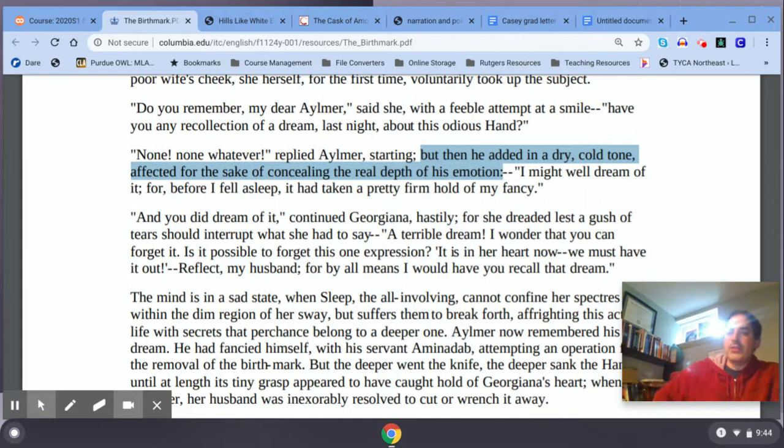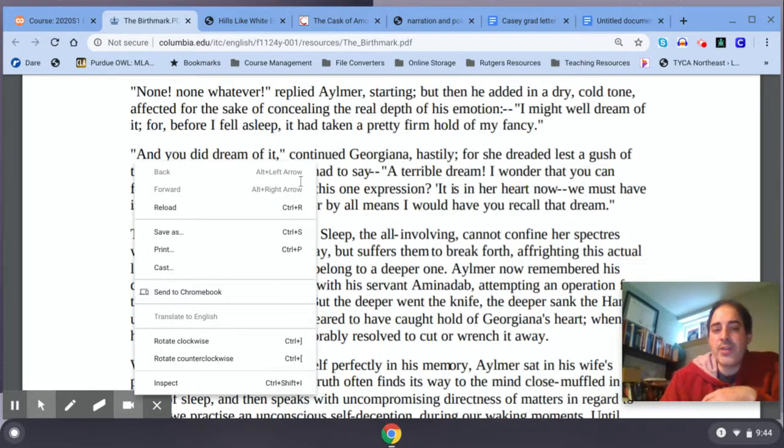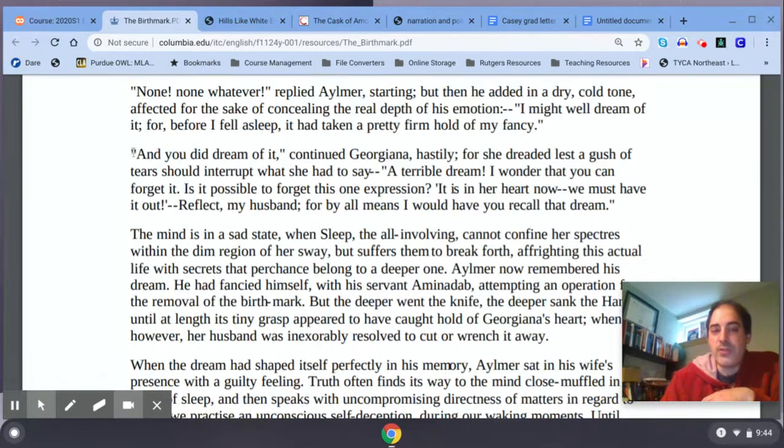The question then is, do we have a central consciousness, one main character, which would make this a limited narrator, or are we inside every character's head? And then right in the next paragraph, it goes back to Georgiana. "And you did dream of it," continued Georgiana hastily.